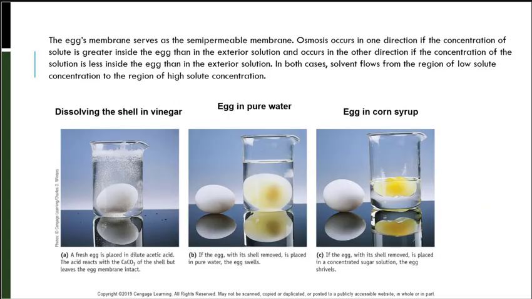Here's another example. We can look at an egg. A fresh egg is placed in dilute acetic acid, and the acid reacts with the calcium carbonate of the shell, but leaves the egg membrane intact.